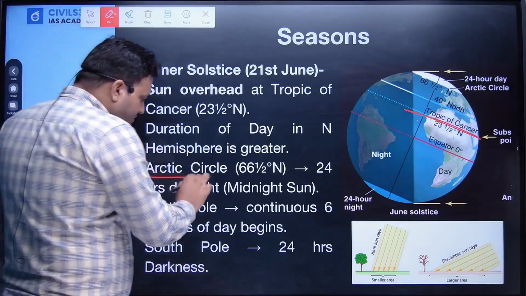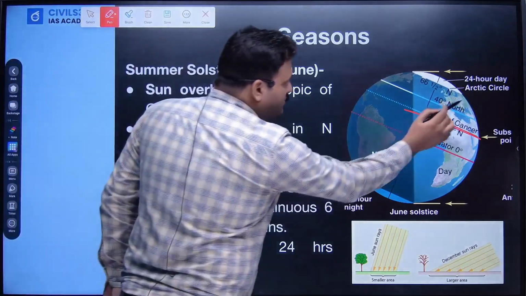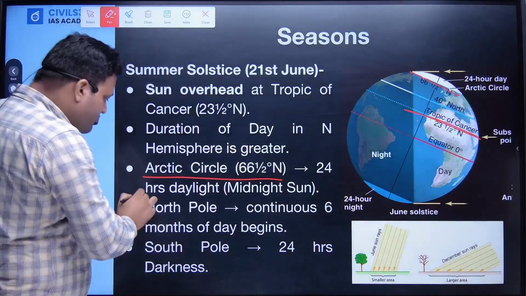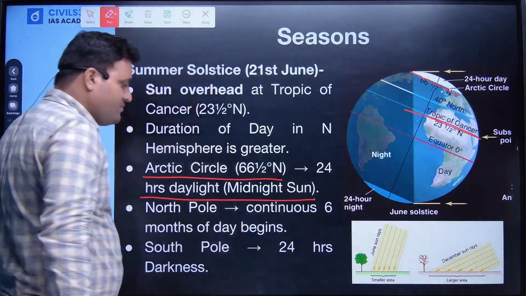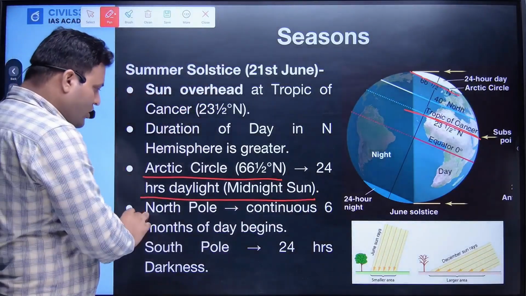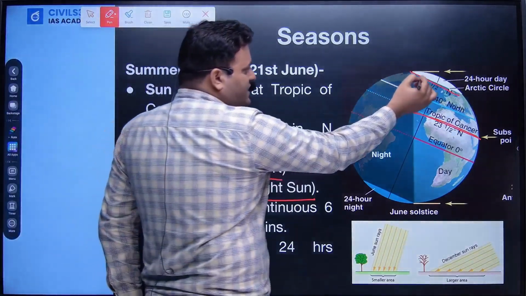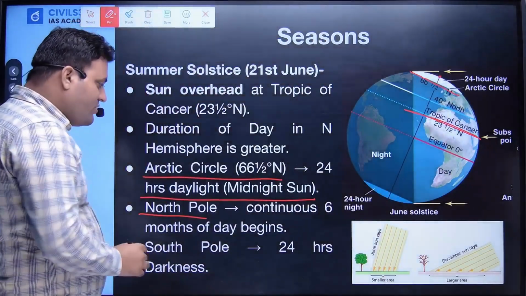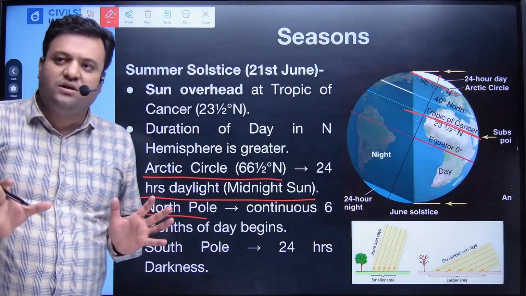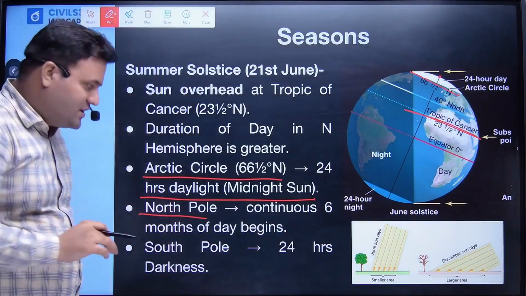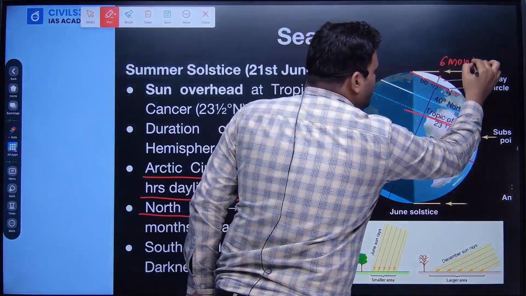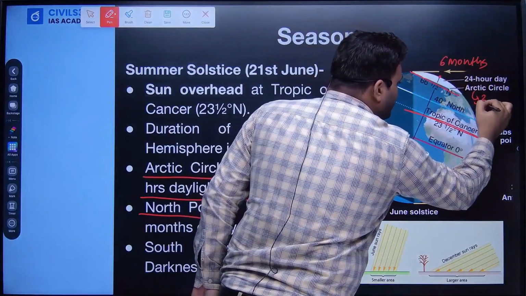Arctic Circle, 66.5 north. Here you can see this one. So this will have 24-hour daylight. Okay. Similarly, the North Pole, this one, the last part, will have 24-hour daylight for a continuous 6 months. So here we will have 6 months. Here we'll have 3 months.